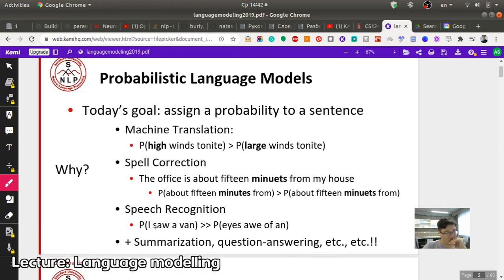Speech recognition also. Why can we use it? These words: "I saw a van", "eyes of an". Maybe I pronounce it differently, but they can be confused with each other. So your algorithm may say there are these two variants, and you can apply a language model to find out which of them is more proper. Also summarization, question answering, and so on.